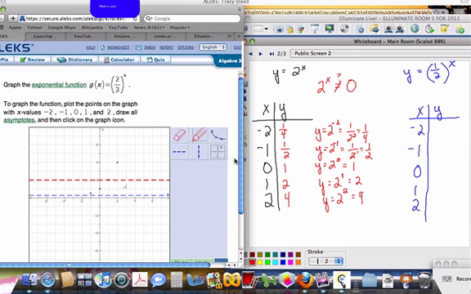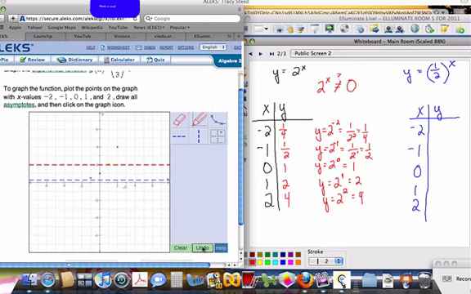Whoops, that did not happen where I wanted it to, so I'm going to say undo. Click on that again, see if I can get it right, and click there. Okay, and that's where I want this asymptote. Now I want to graph those points. Now it makes the graph that I want.